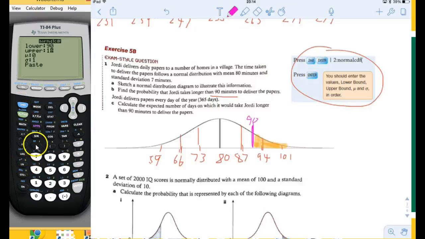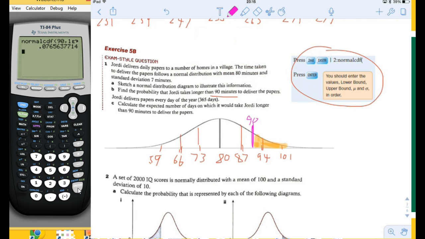There it is. 99. And the mean is 80. That's in the middle. The standard deviation, one interval, is 7. Okay, and then we just paste. And it gives us 0.067656, and in percentages, that's actually 7.66%.